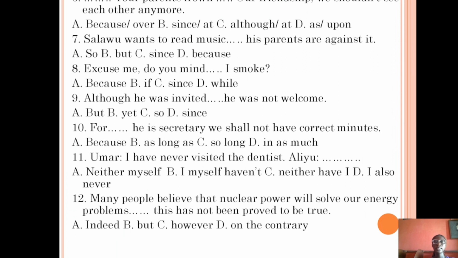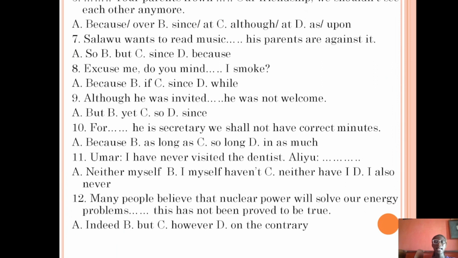Question 7. Salau wants to read music, dash his parents are against it. With the word against, we already know that what this signifies is negative. So the correct option is option B. Salau wants to read music, but his parents are against it.